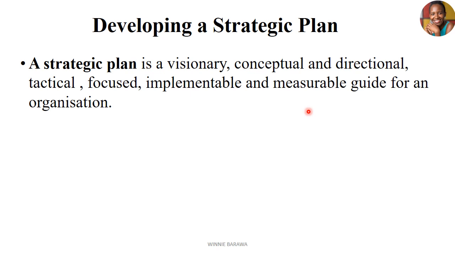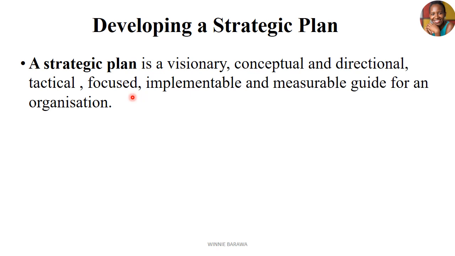Just like we saw in our types of healthcare plans, we had the middle term or the medium term plans, what we call the strategic plans. So these ones mostly are planned for 2 to 5 years. And because of that, a strategic plan is a visionary, conceptual, tactical, focused or measurable guide that will be used by an organization, be it to achieve its goals or its given objectives in a given period of time.